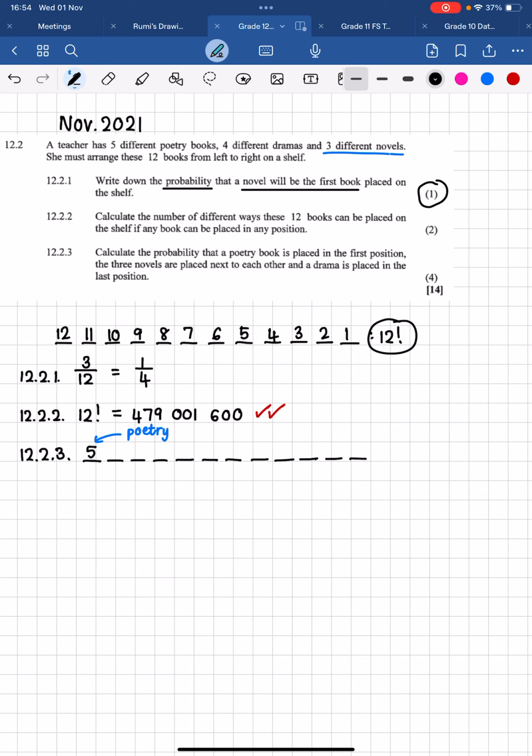Now, I'm going to talk about the 3 novels placed next to each other just now because that is the complicated bit. But they're also saying a drama is placed in the last position. How many dramas are there? 4. So there are 4 books that I could put in the last position on the shelf.